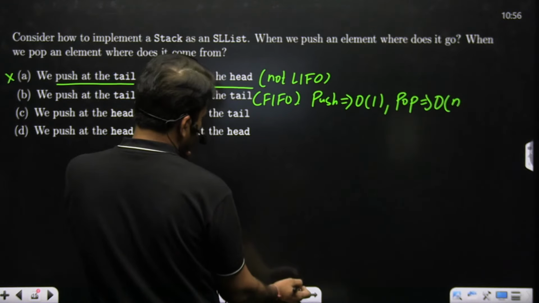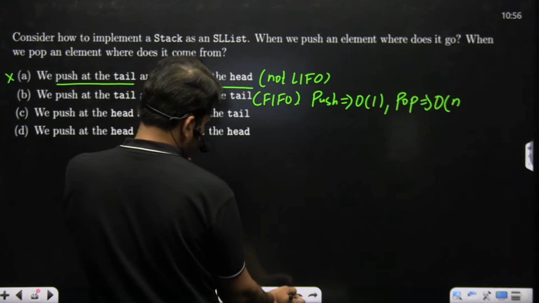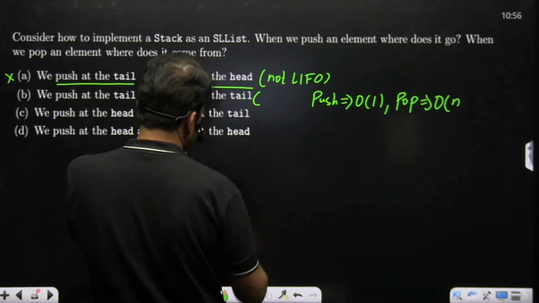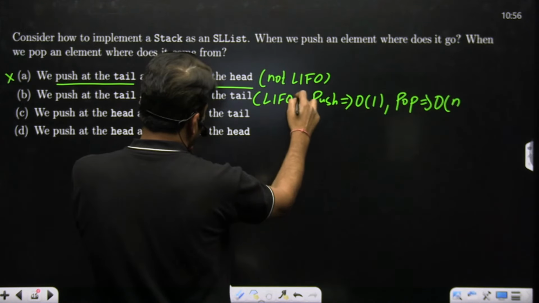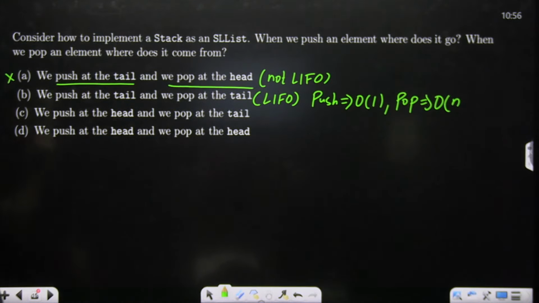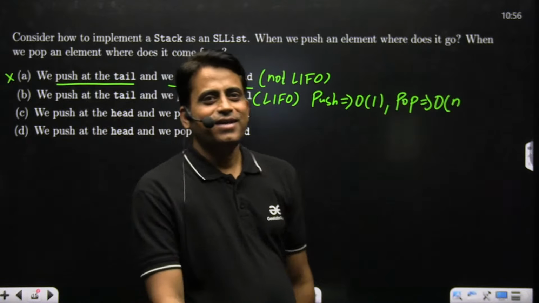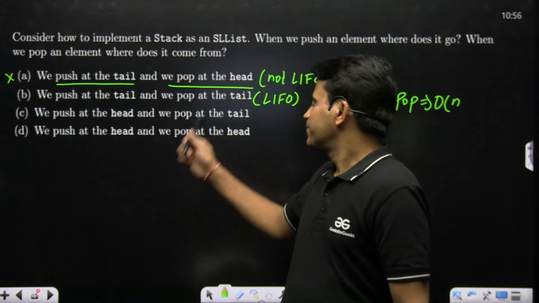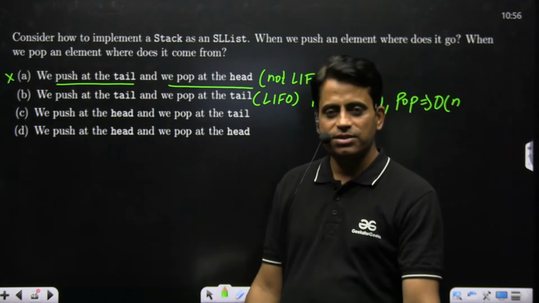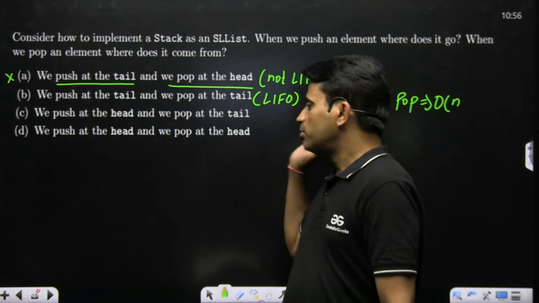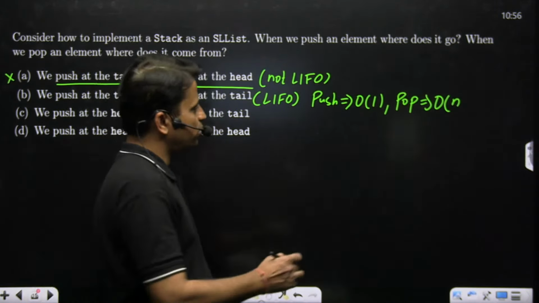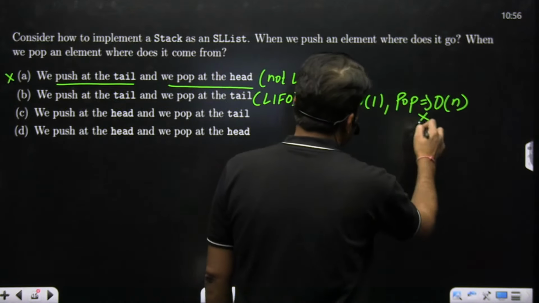How did it become FIFO? Queue is stuck in the mind, brother. Queue, this is LIFO. B: push at the tail and pop at the tail. Correct this, please. B: push at the tail and B pop at the tail, then this is LIFO, last in first out. But the problem is push operation cost is order of 1 and pop operation cost is order of n. So that's why this is not the answer.